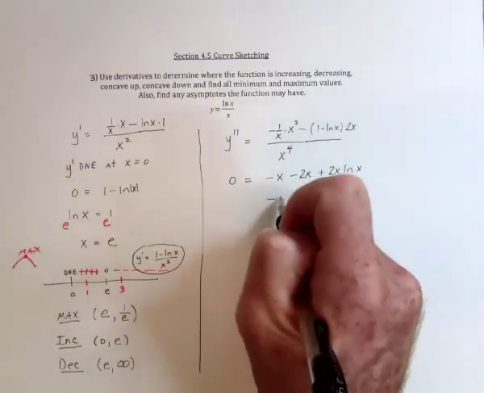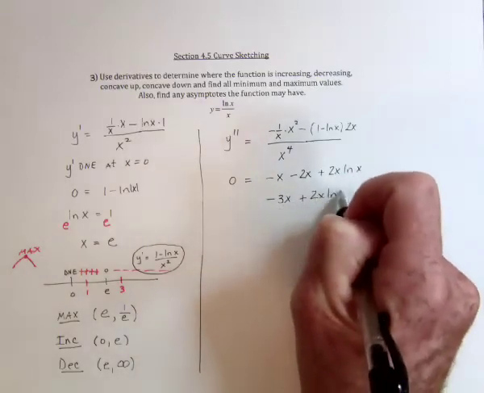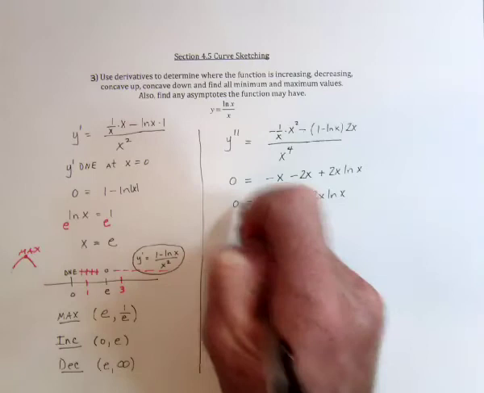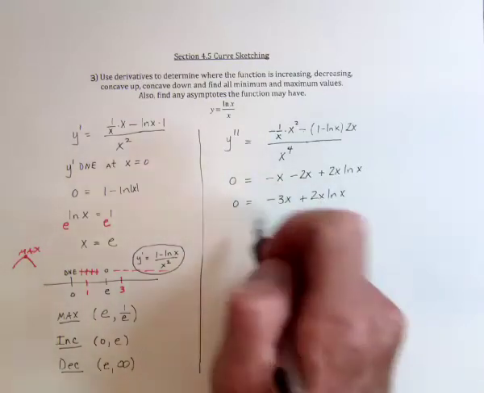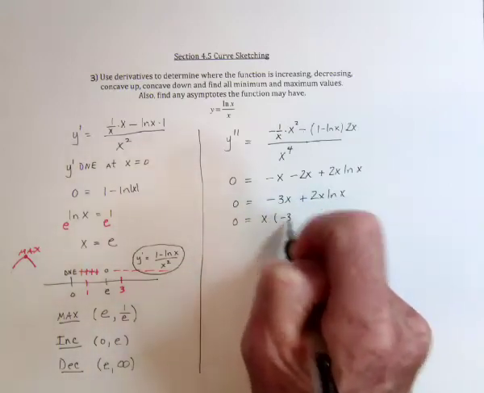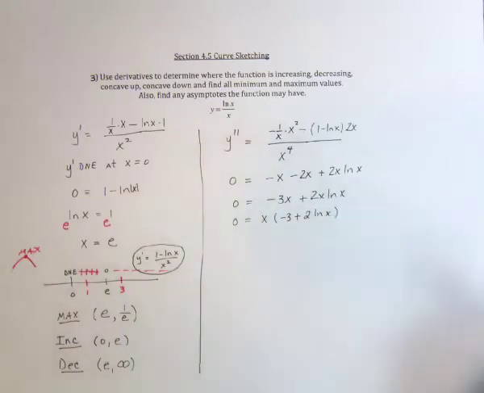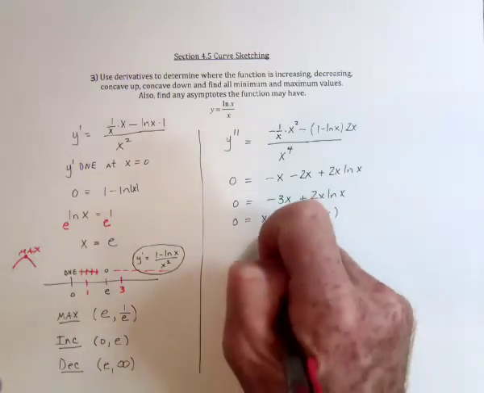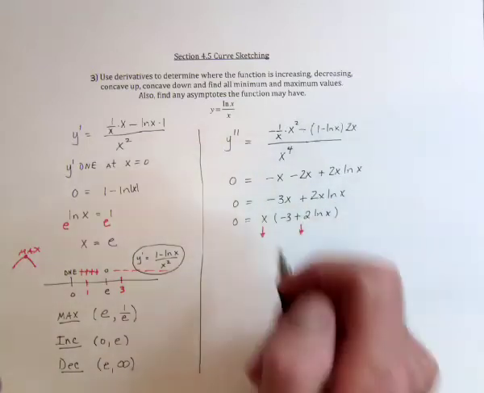So these combine to be negative, and then plus 2x natural log of x. Because it's got an x and an x, I could factor that out. So negative 3 plus 2 natural log of x. Well, once it's factored, set each factor equal to 0, so that's going to give us the answer x equals 0, which we already know the function's not defined there.